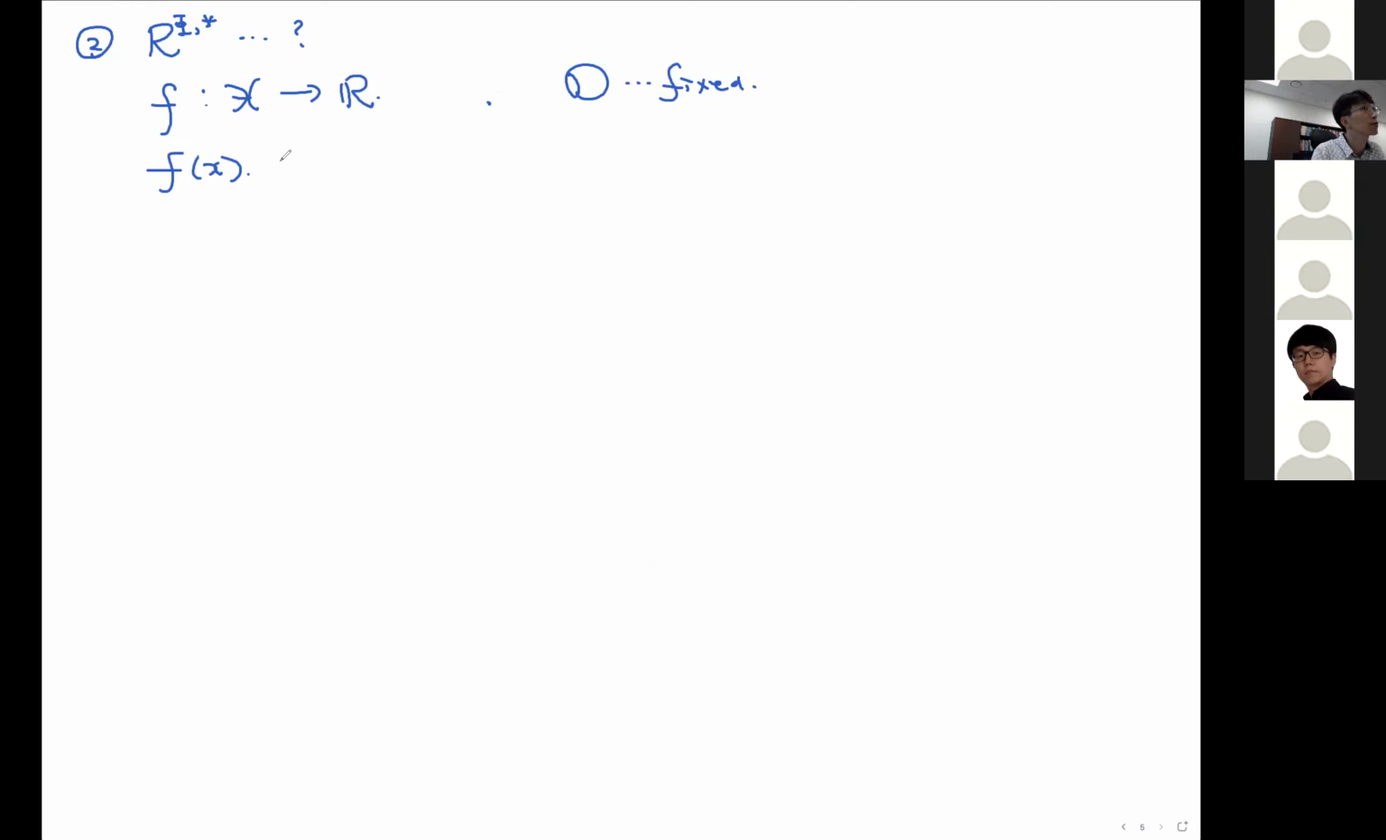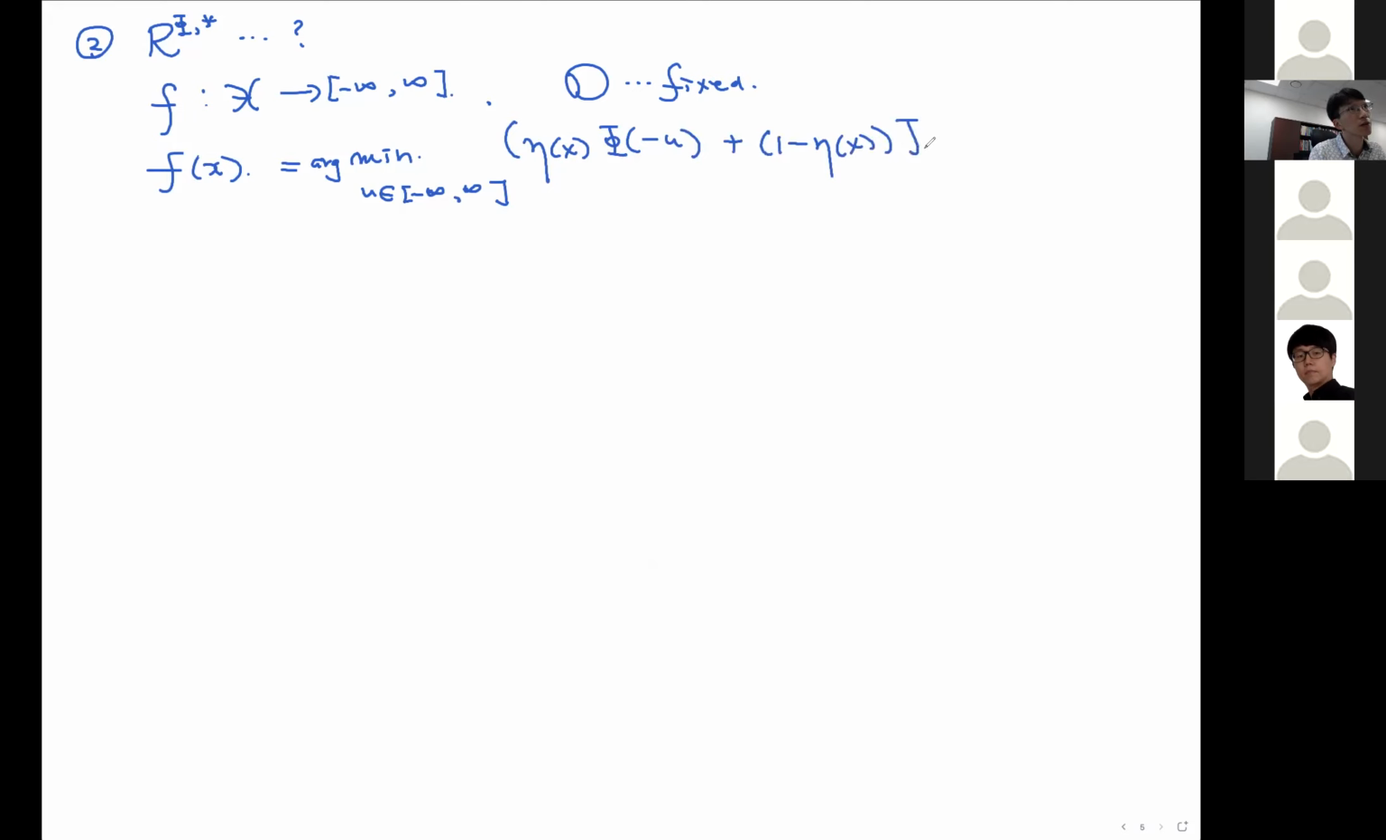So if we have a function f, what it has to return is a minimum. Actually, it's not a real number, it returns an extended real. It can be minus infinity and plus infinity. So there is some mismatch, but I think all the things that I described can be extended by including minus infinity and plus infinity. So then this f of x is defined by the argmin over u between minus infinity and plus infinity. So we'll return the u that minimizes what I'm going to describe to you. It's minimizing this quantity: eta of x times phi of minus u, plus 1 minus eta of x.